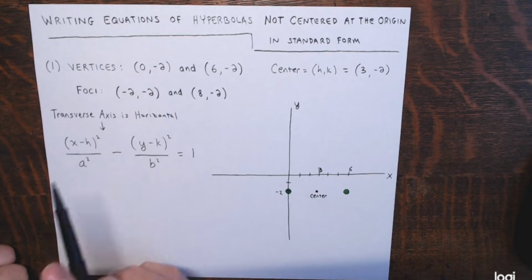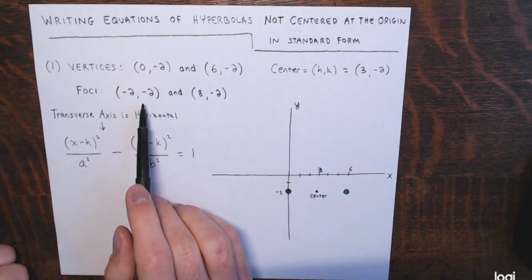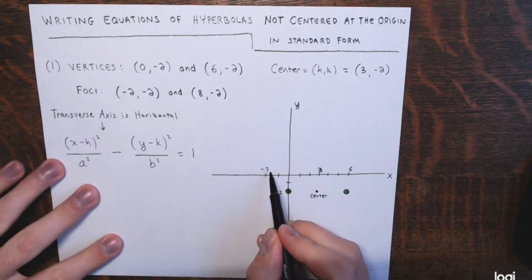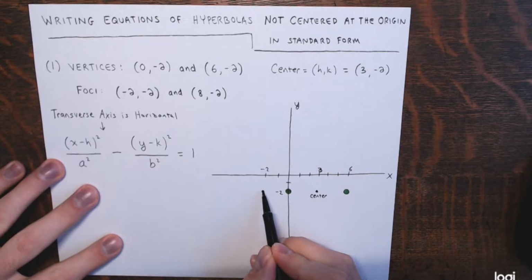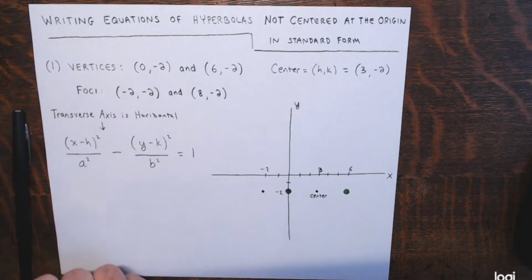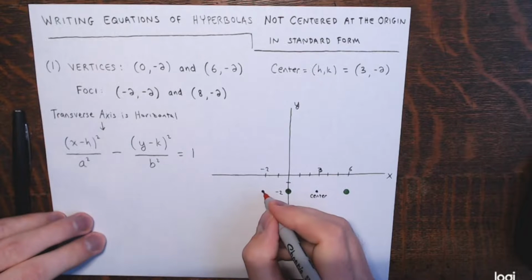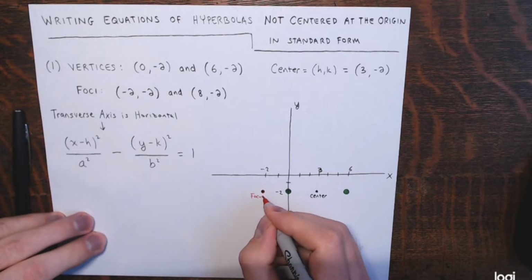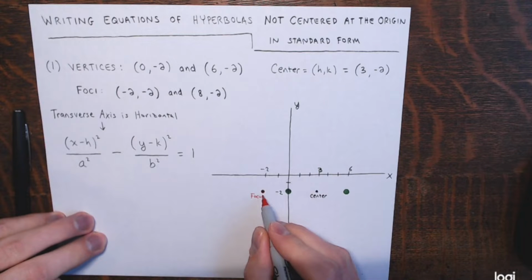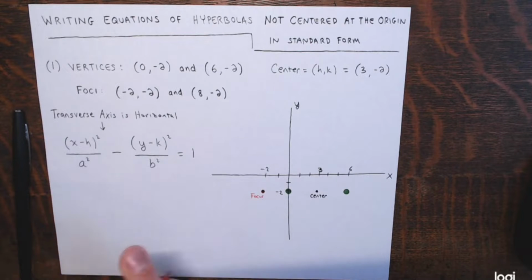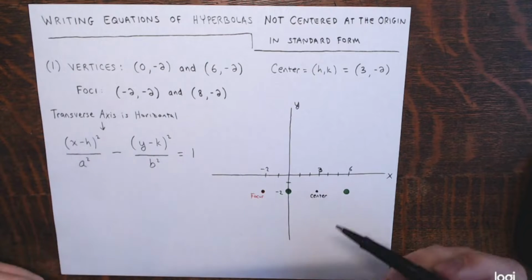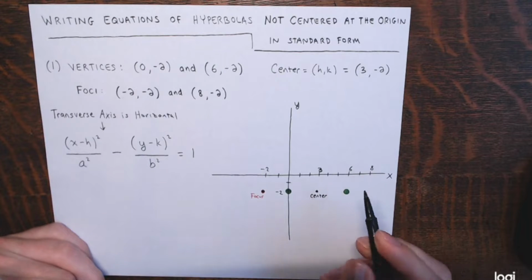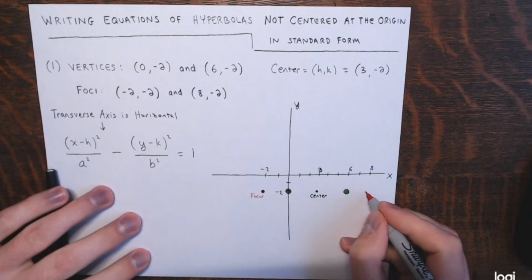All right, and then we're also told that the foci are at negative 2, negative 2, right? And the foci should also be on the transverse axis. So maybe I'll make this red. But these foci, here's a focus. This is not actually on the hyperbola though. It's just another guiding point. And then the other focus is at 8, negative 2. So there's another focus.